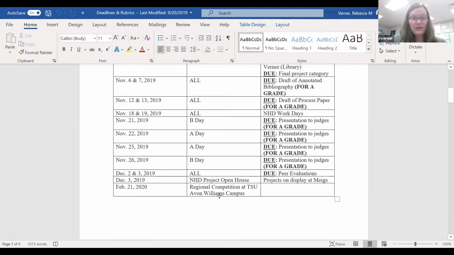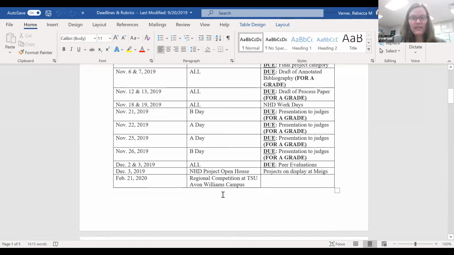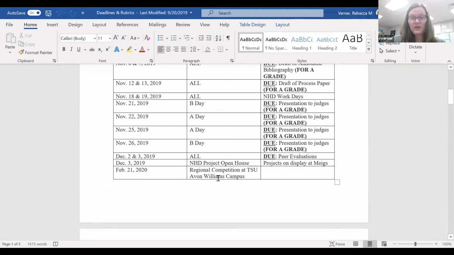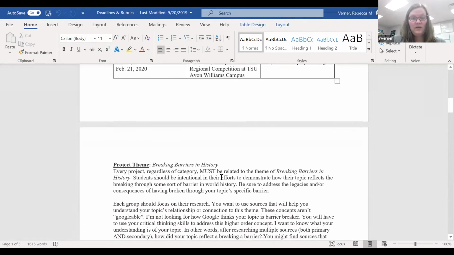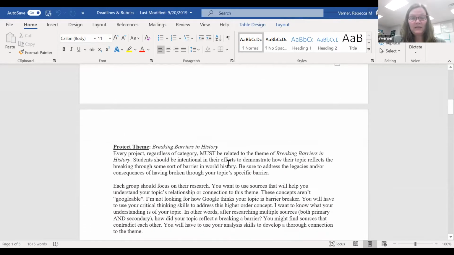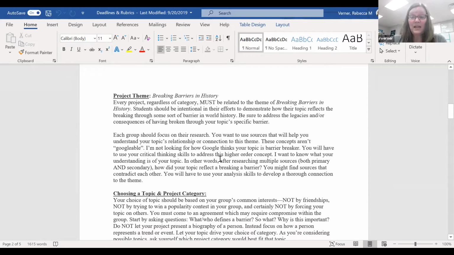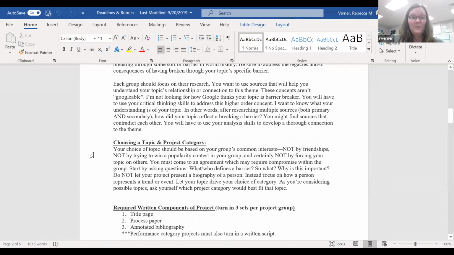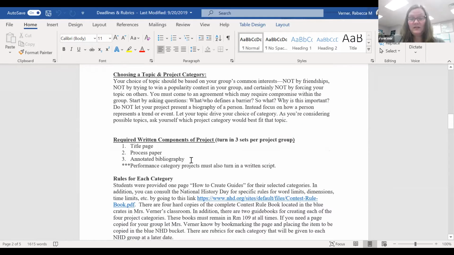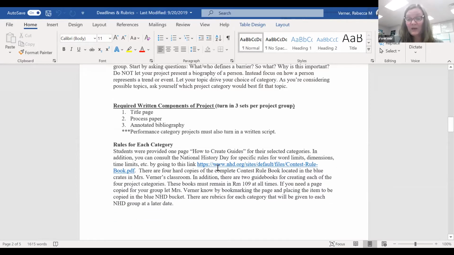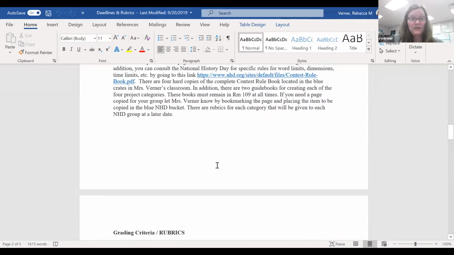And then you can also see on this calendar from 2019 and 20 that I have the regional competition there. And in the rest of this packet, write down the theme. This is what the theme is, because I fully intend this more for the parents than for the kids. But this is what your child will be doing. They'll be choosing a topic in a project category. This has written components, the rules. I have the link where they can access the rules.